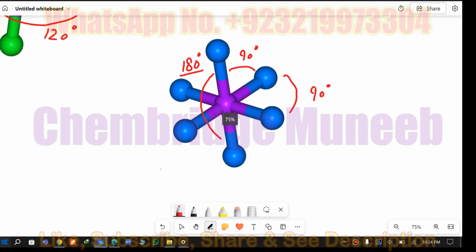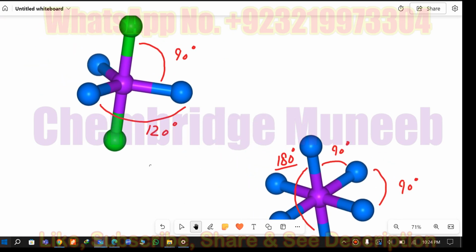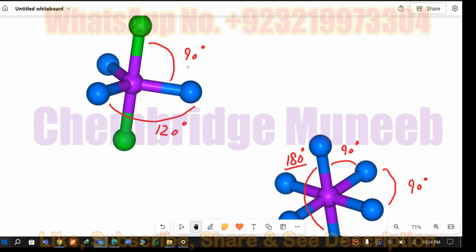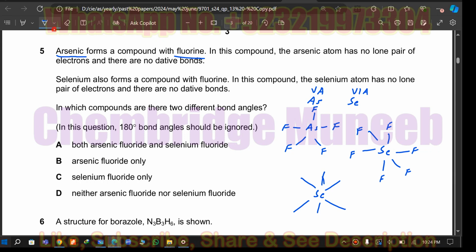So considering these two molecules together, we can see that the arsenic compound has 2 different types of angles present in its molecule, whereas the selenium molecule does not have 2 different types of angles present in it. So there are 90 degrees and 120 degrees present in arsenic, and there is just a 90 degree angle present in selenium. So the correct option we needed to find was option B.